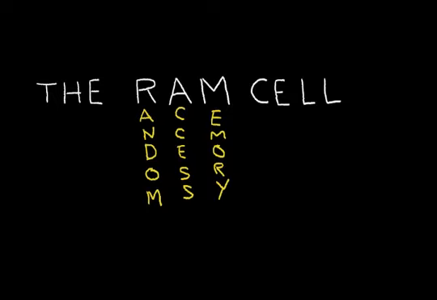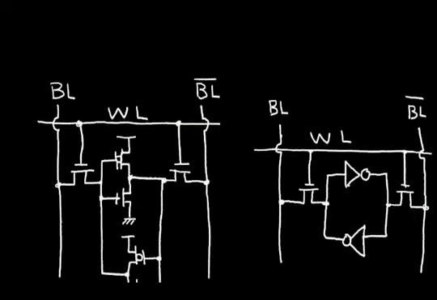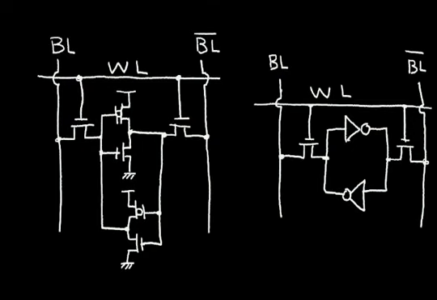So let's take a look at the basic 6 transistor static RAM cell. Now here I've shown 2 versions. The one at the right shows the inverter symbol, and the one at the left shows the transistors.